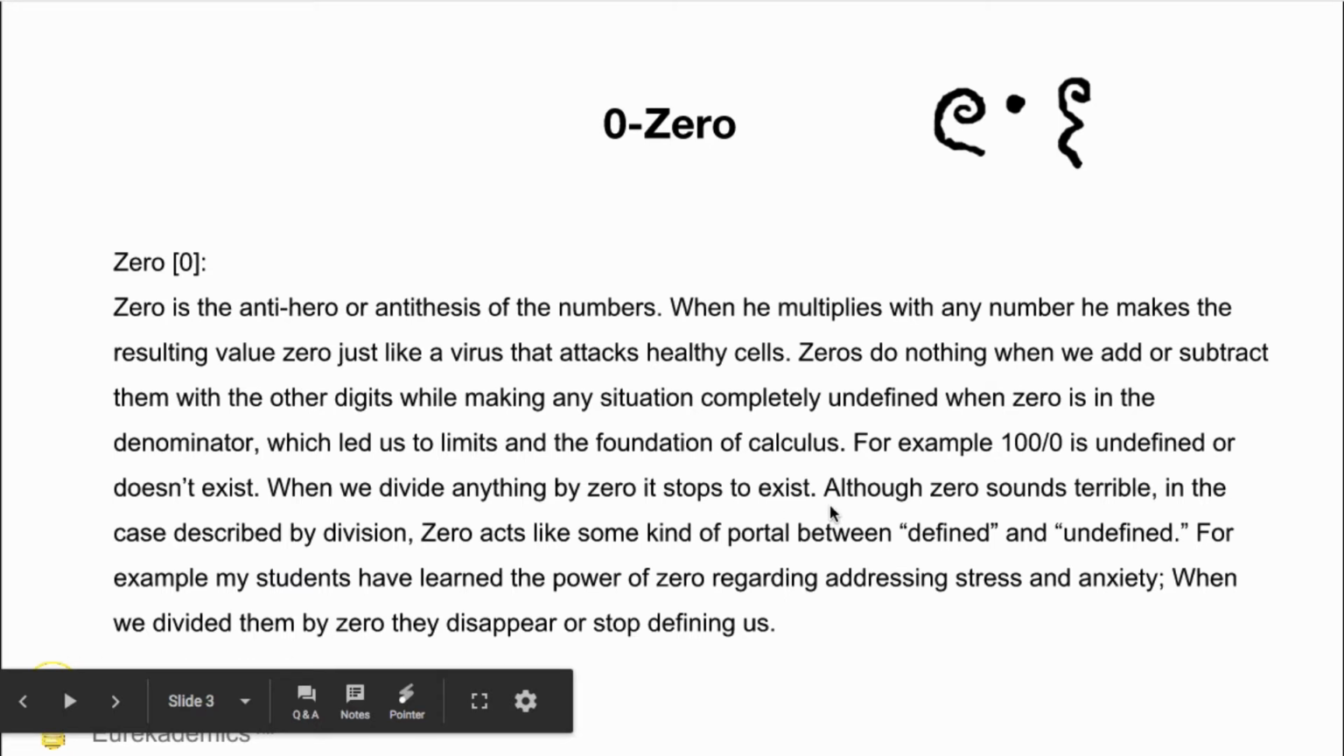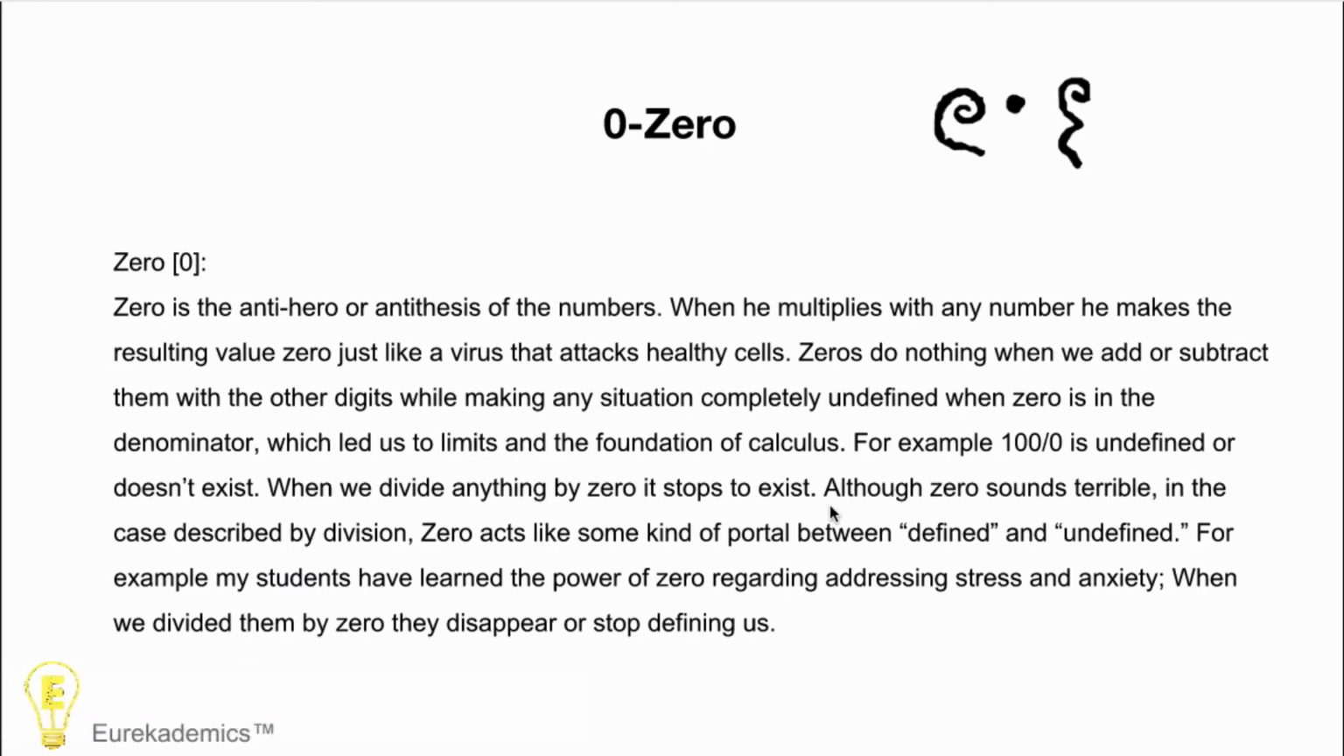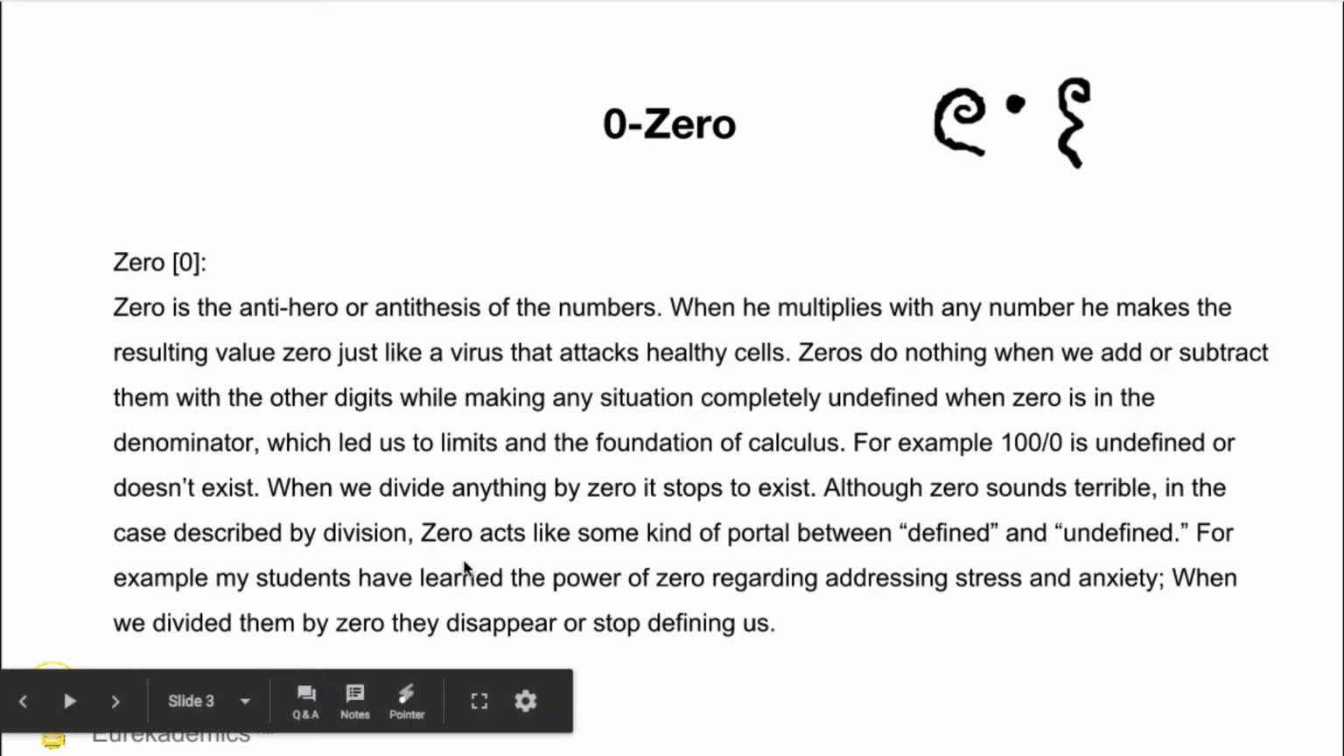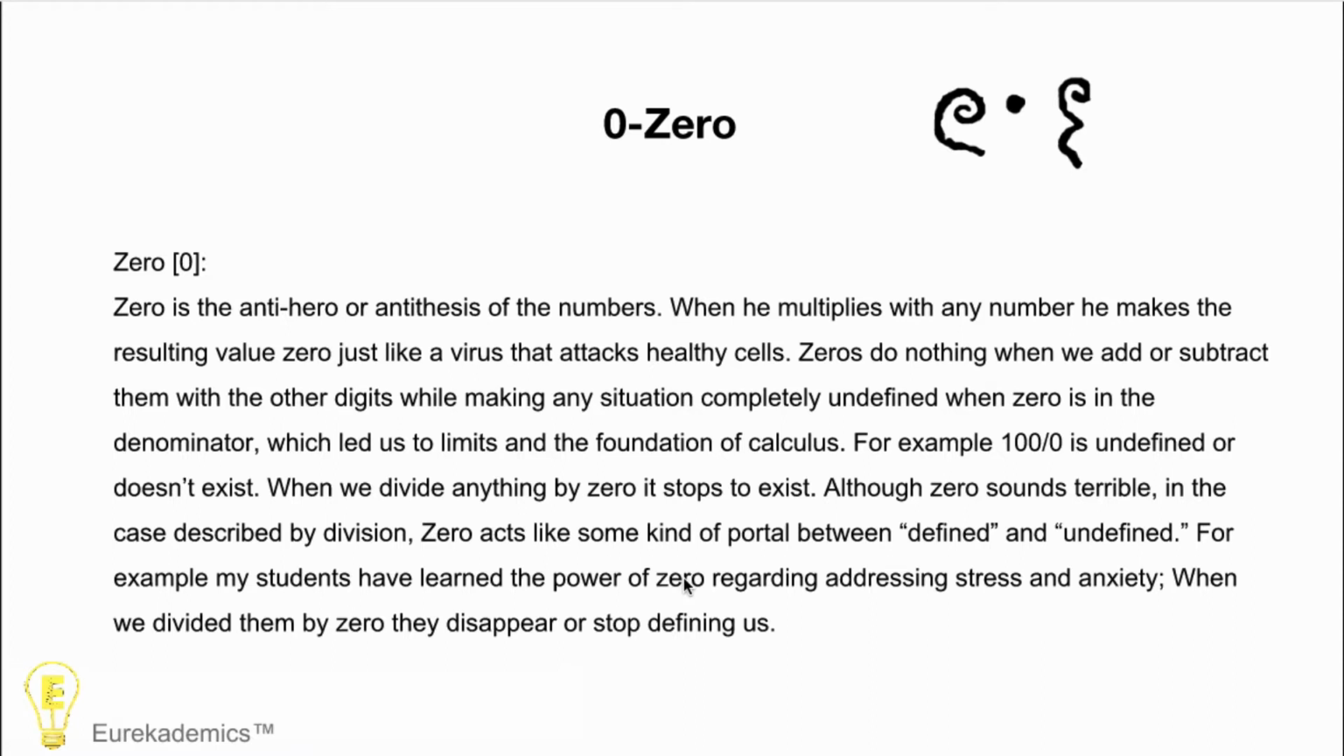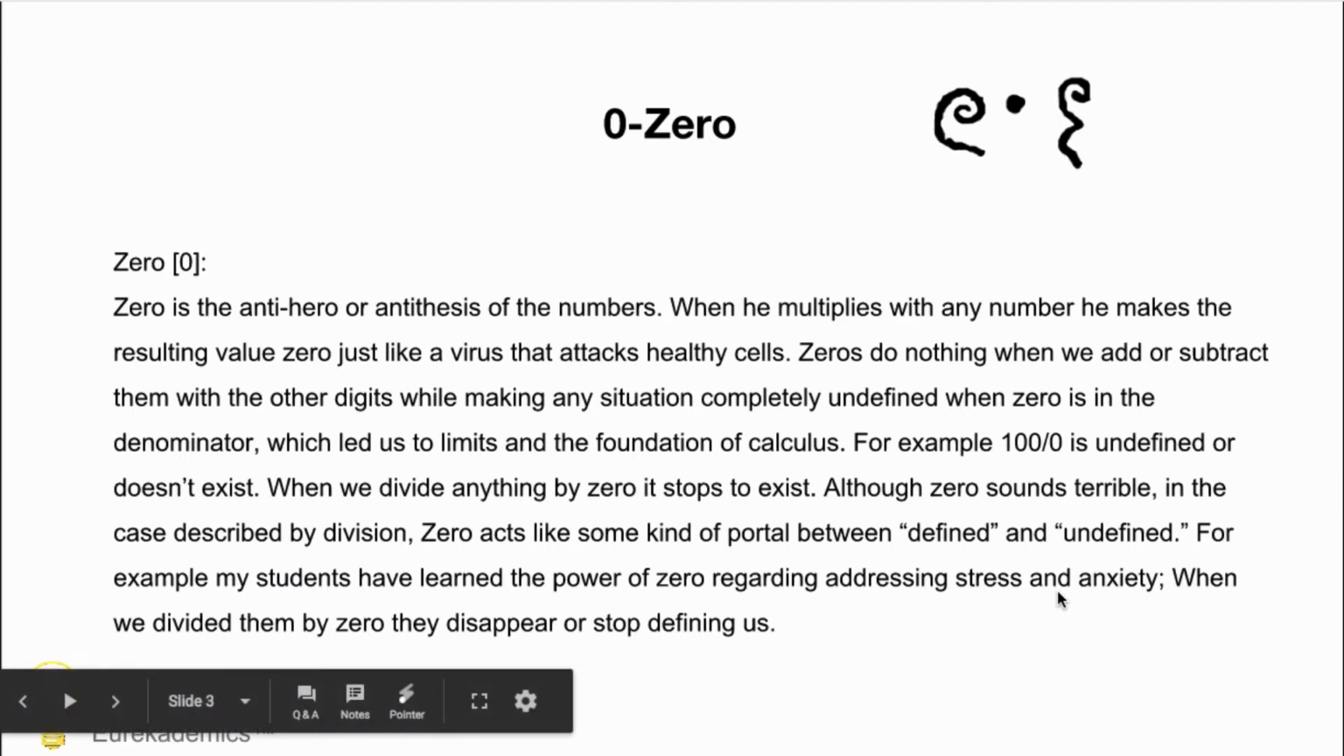And you can try this on your calculator or iPhone. Just try. Put any number in, divide it by 0, and you'll get error. Although 0 sounds terrible at first, in the case described by division, 0 actually acts like some kind of portal between defined and undefined. And it's very useful in algebra. Like in 8th grade, you'll find zeros cancel stuff out and make our life very easy.